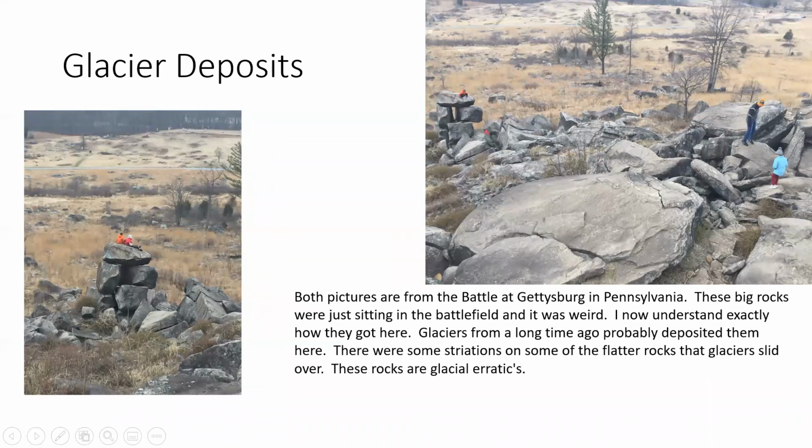Both these pictures are from the battle at Gettysburg in Pennsylvania. These big rocks were sitting in the battlefield, and it was kind of unique and weird. But after learning about glaciers, I now understand exactly how they got here. Glaciers from a long time ago probably just deposited them here, and there were some striations on some of the flatter rocks that the glaciers slid over, and these rocks have now become glacial erratics.